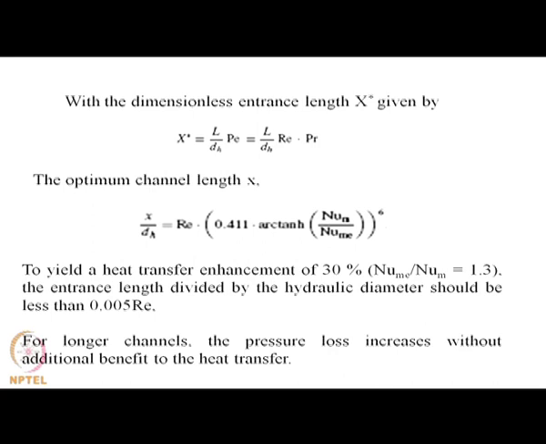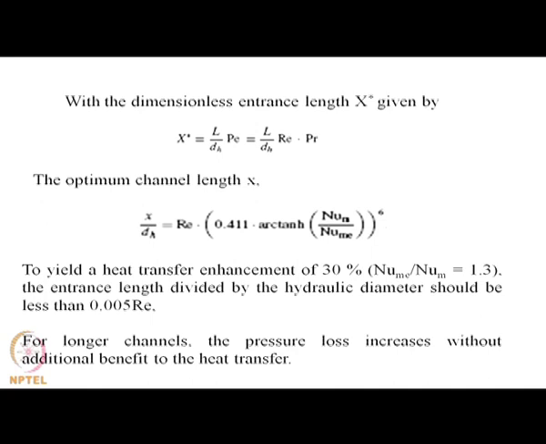So, this gives a very good handle on the efficient design of a microchannel, which would provide a certain amount of heat transfer or mass transfer enhancement. So, this tells us precisely that in order to obtain X percentage of heat transfer enhancement, the entire length divided by the hydraulic diameter, X by dH, should be less than 0.005 Reynolds number.